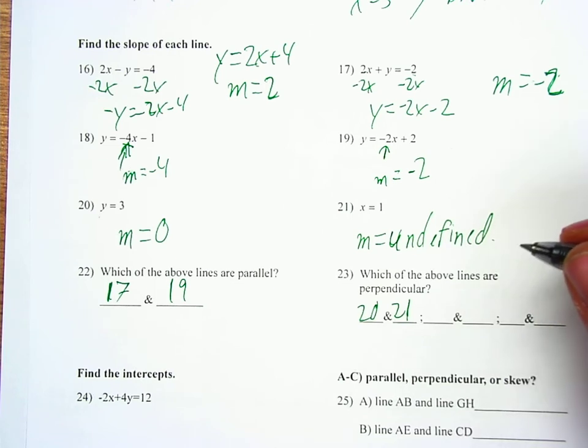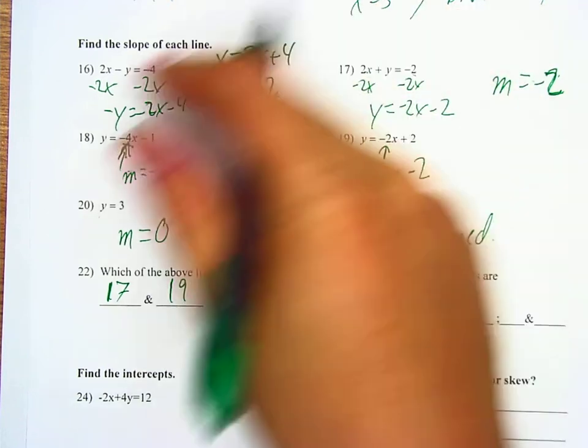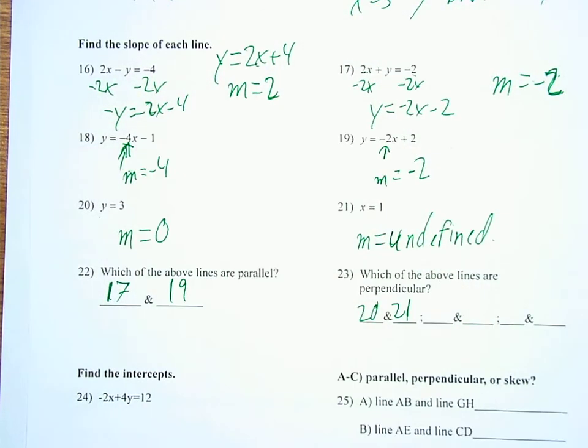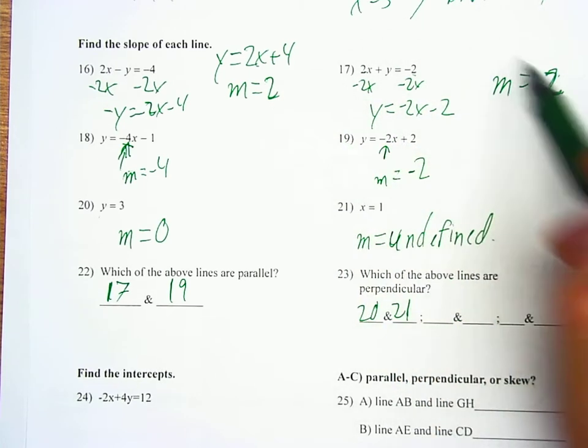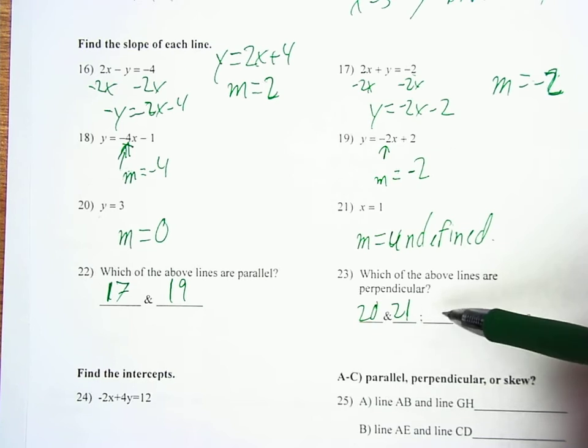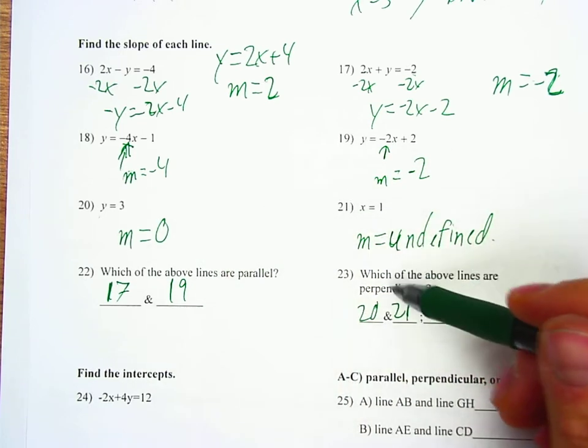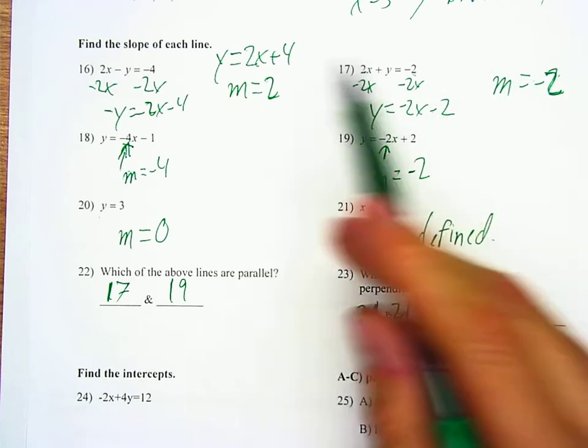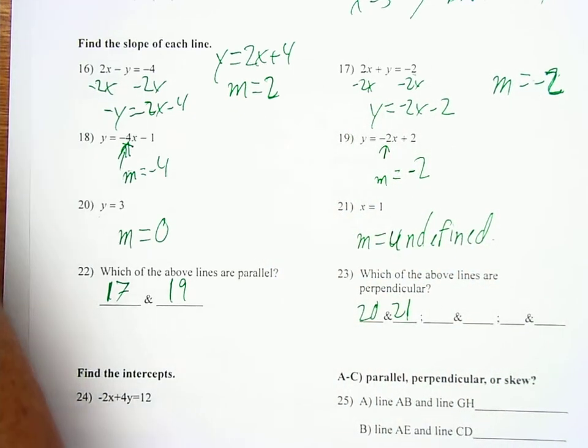And then the other ones that are perpendicular are the ones that are negative reciprocals. So there should be some that are negative reciprocals here on the test as well. I don't have any on the practice. But if I had one with a slope of a half, that would be a negative reciprocal of a slope of negative 2. So these two would be perpendicular. But I only have one set of perpendicular lines here, 20 and 21, because I don't have the negative reciprocals.